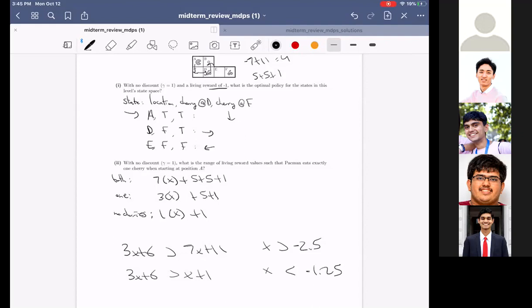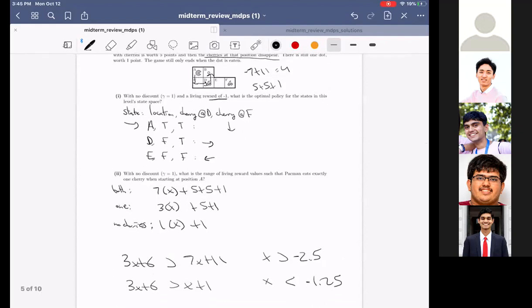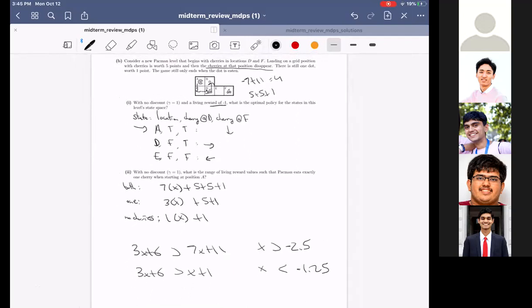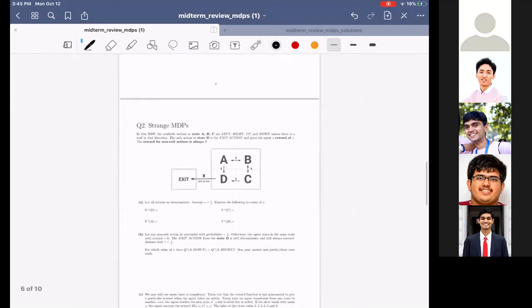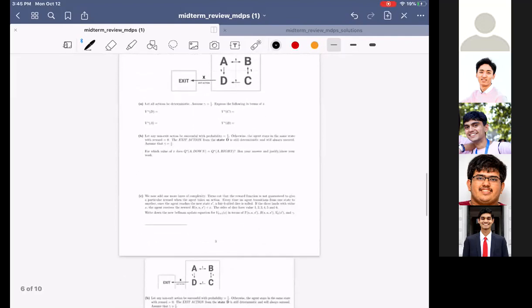So the idea there is that if the living reward is too negative, then you want to go straight to the dot. And if it's not that negative, then you have enough time to eat both dots. And if it's somewhere in the middle, then it's optimal to eat 1 dot. Any questions about this? Okay, great. Let's move on to question 2, strange MDPs.